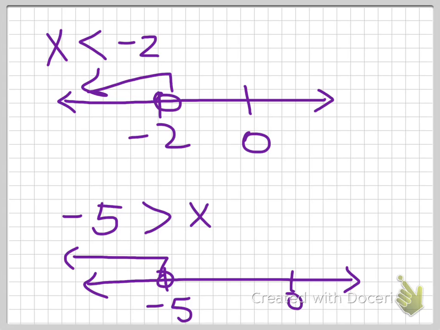I don't like to memorize things that have exceptions. That's like memorizing English stuff, and math doesn't have these exceptions. It just works. If you remember that x is smaller, so you point towards the smaller side, then it's always going to work. Okay? All right. Questions? Nope. Okay.